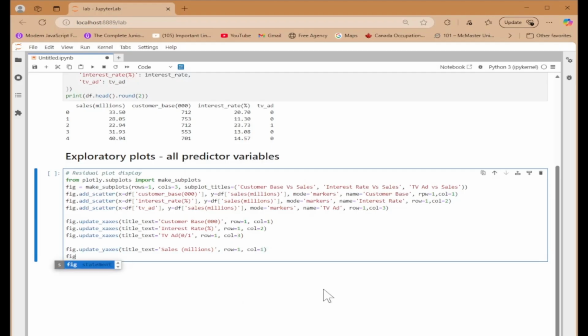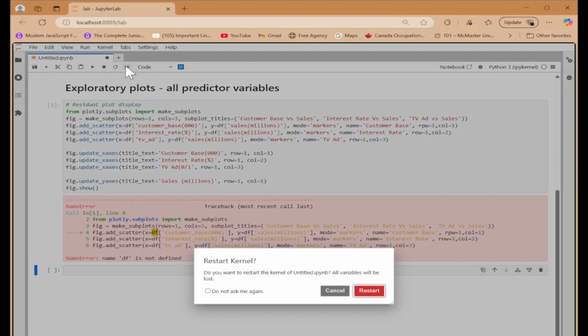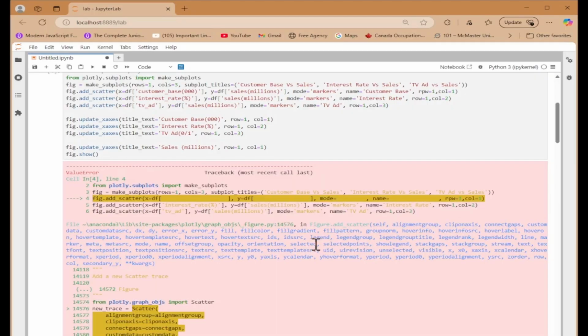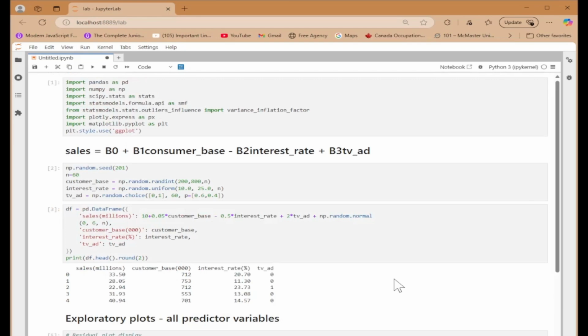Now let's show fig. So if there were not many errors, I should be able to show this clearly here. Shift enter. Okay, df is not defined. When that happens, we just have to run the kernel again. Start again. Running. So the error was a typo. It says RPW should be row, ROW. So now if there are no more typos, it should show me the plots. Okay, here you can see I have 3 plots.